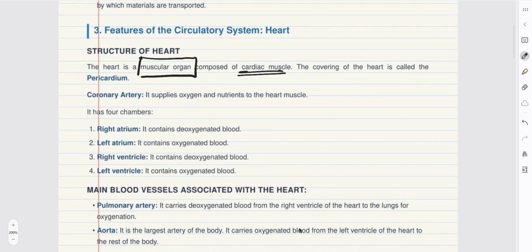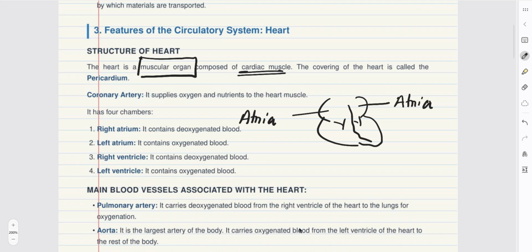If I draw a diagram, the heart looks kind of like this. See, it can be divided into two halves, the upper portion and the lower portion. The upper portion, we call the atria, or atrium, singular. And the lower portion, we call the ventricles.